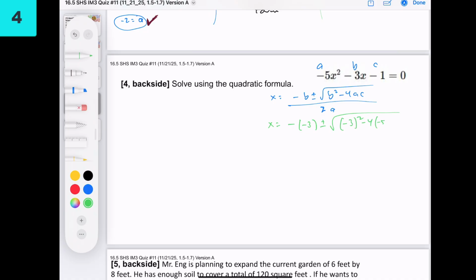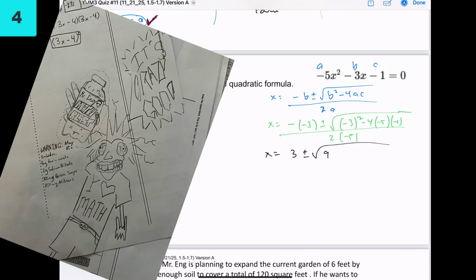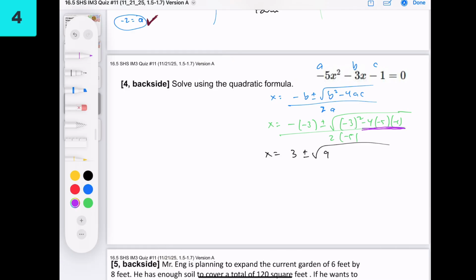E value is -5. C value is -1. And 2 times -5. So 3 plus or minus 9. Okay, pay attention. I'm going to use a different color for this. If you multiply everything there in purple, that gives you -20.